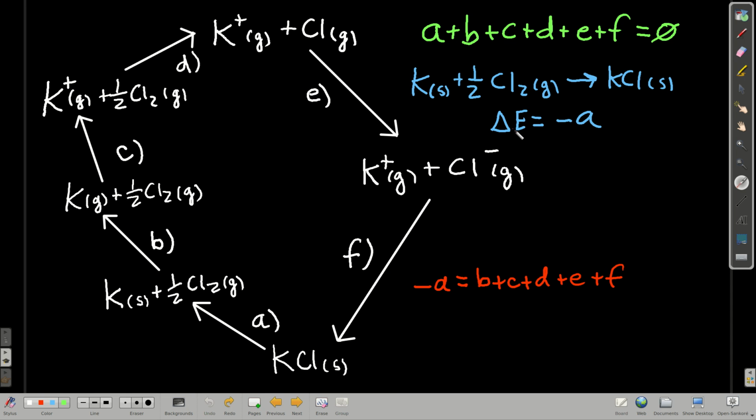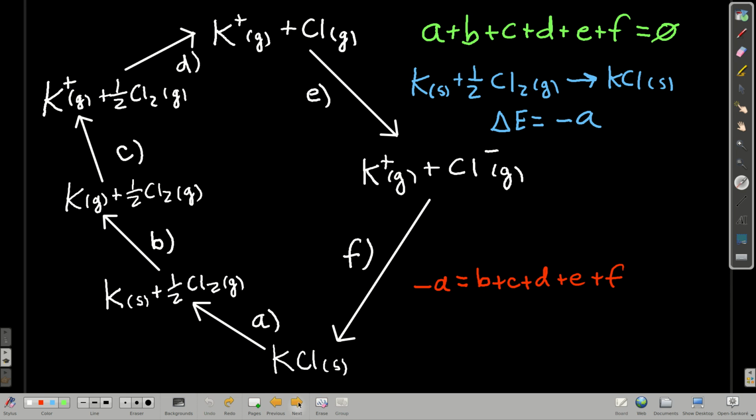What we want for this particular problem is to find negative A. Remember, it's negative because it's the opposite direction. The direction we're going in this cycle is from the ionic compound to its elements. We want to find the change in energy from the elements forming the solid. Change the direction of the arrow, change the sign of the delta E. So we want negative A, which is just going to be, if we rearrange this a little bit, B plus C plus D plus E plus F.